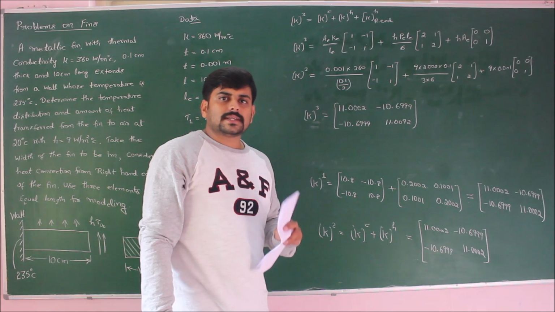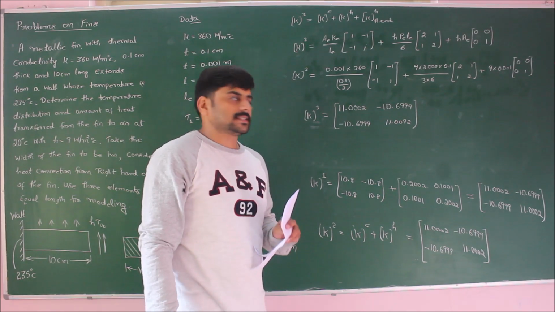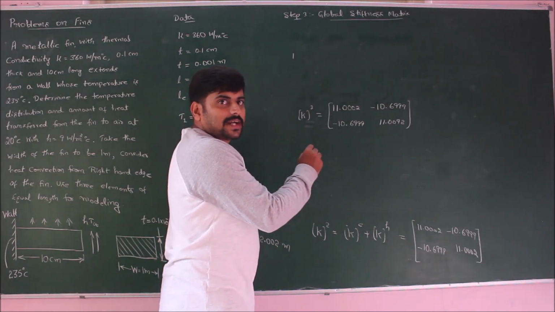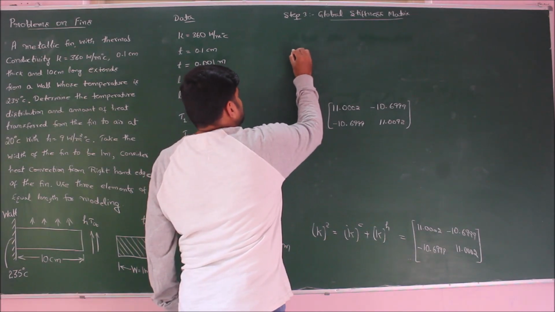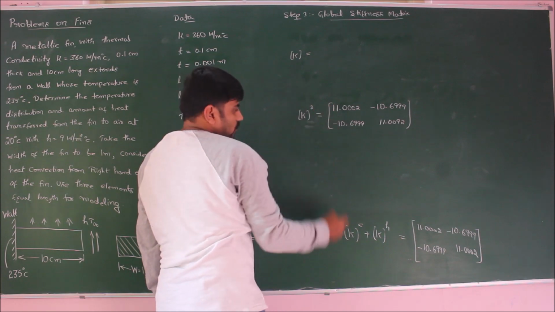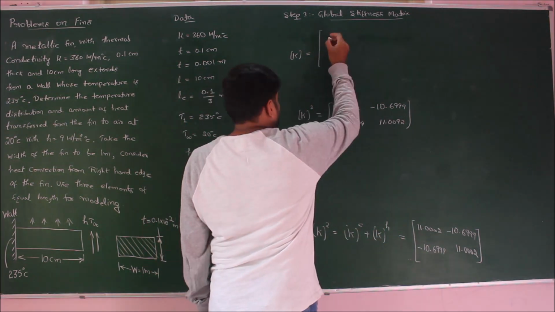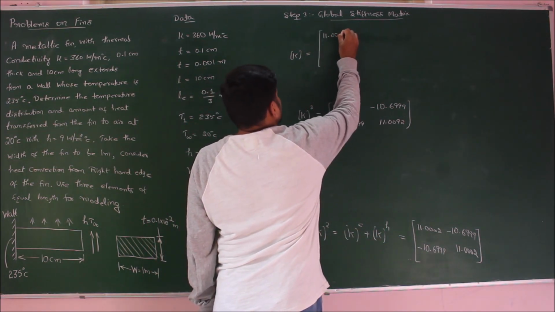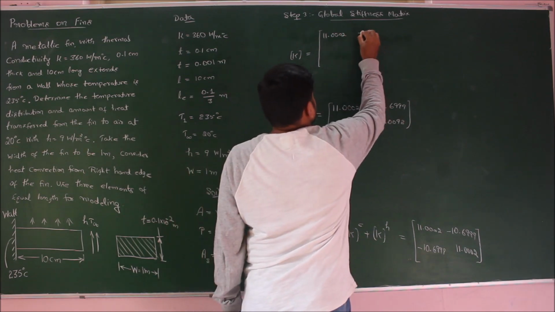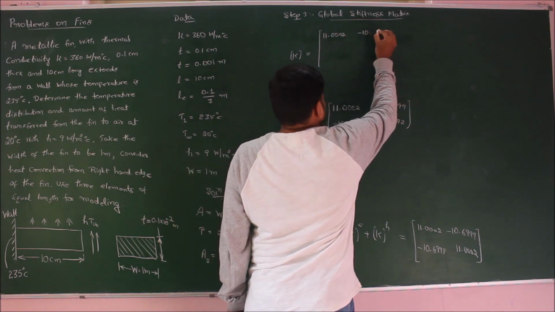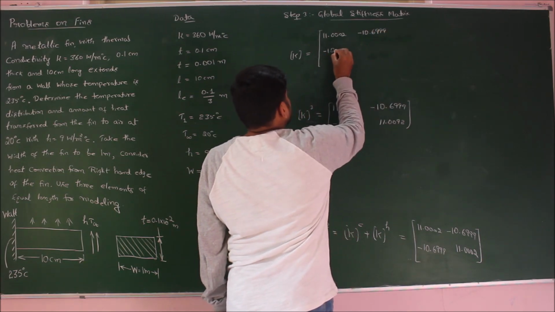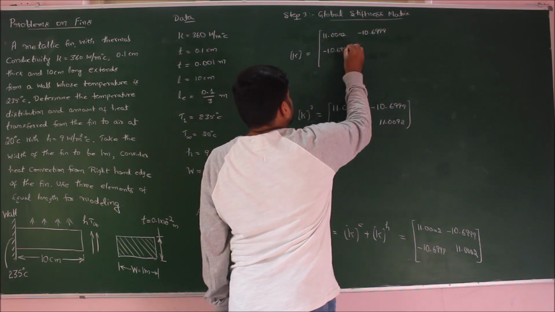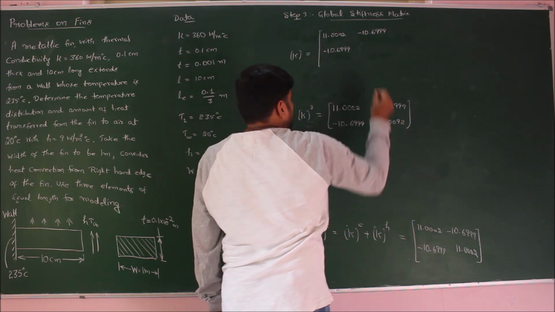Next, moving on to our step 3, that is global stiffness matrix. The procedure to obtain the global stiffness matrix is already known to us. So using the procedure, the global stiffness matrix is equal to, for element 1 we have 11.002 minus 10.6999 minus 10.6999 and 11.002.